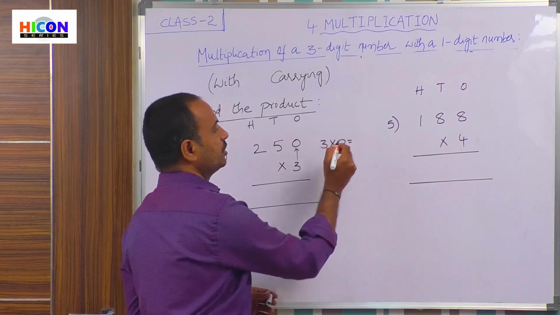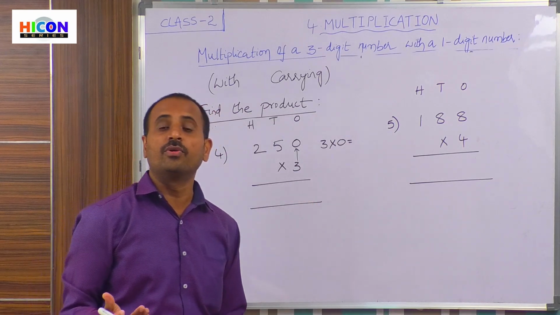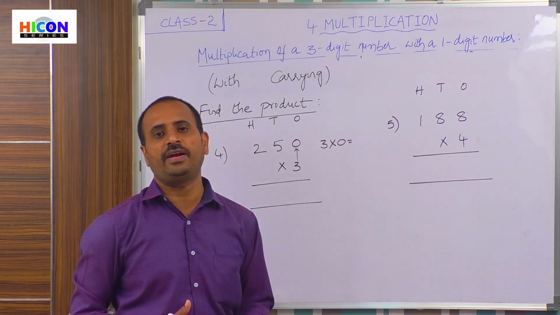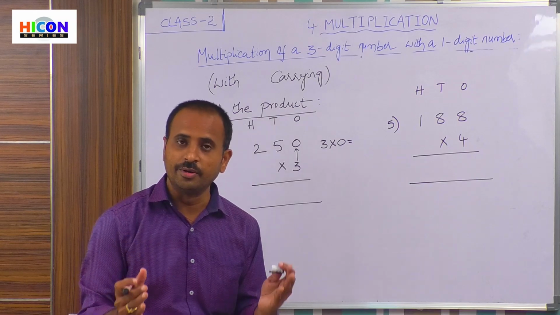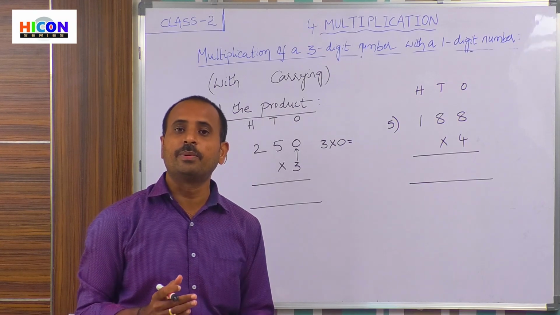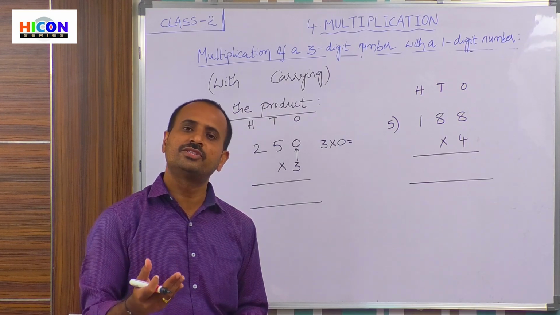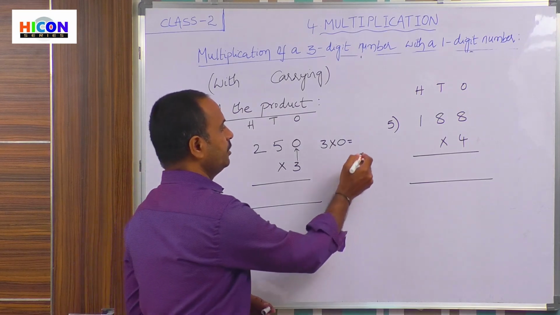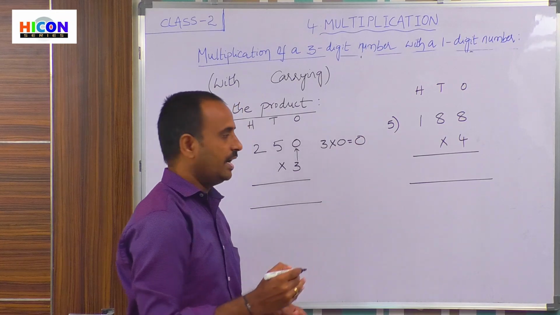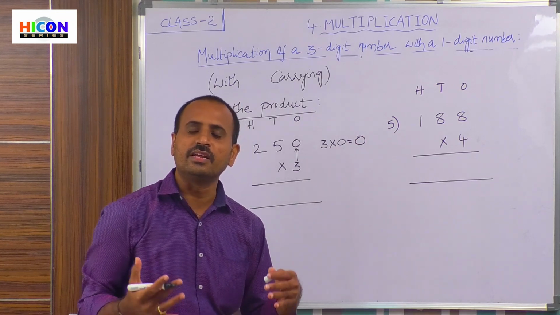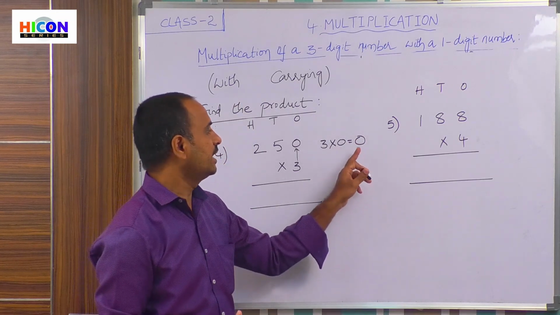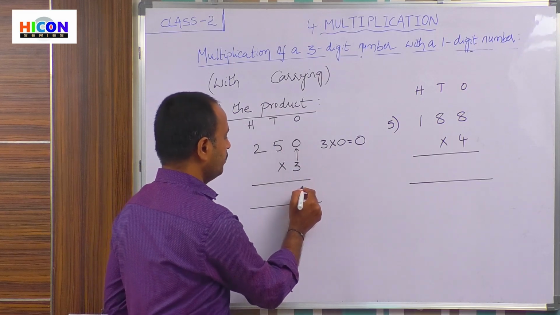So 3 into 0, children, how much you will get? Already you have learned about multiplication facts. So according to multiplication facts, if you multiply any number with 0, you will again get the same answer 0. So that is 3 into 0, 0. And 0 is a single digit number, there is no need to carry. So write the 0 under ones place.